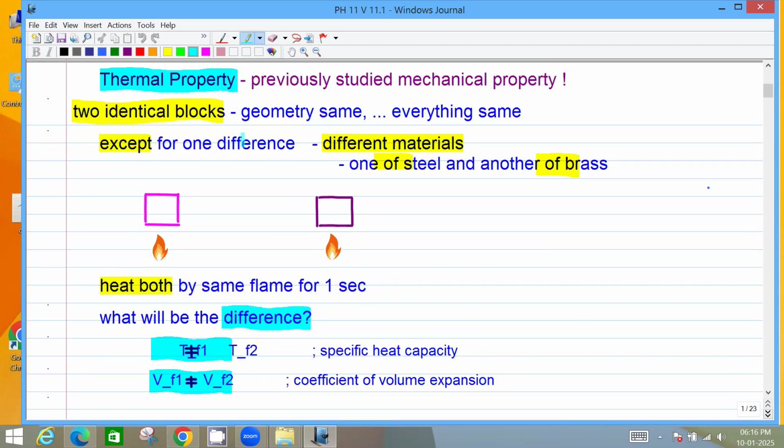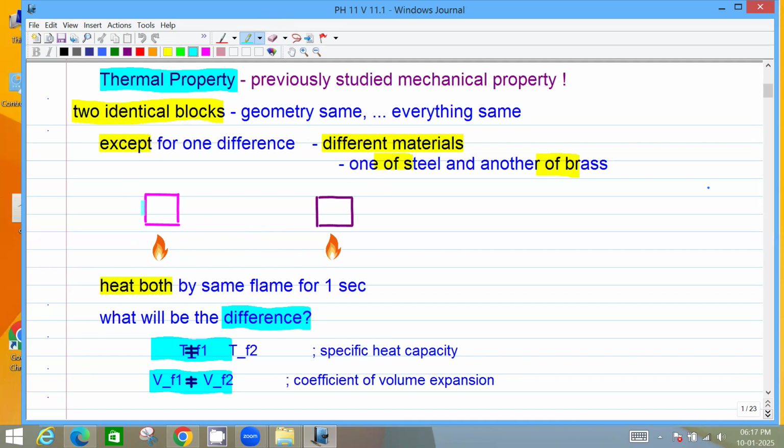Thermal property is a property of an object, like mechanical property, like solids get stretched or expanded when they are subject to a mechanical force. Similarly, when an object is heated, either it can expand or the temperature can go up. So these are the two effects which can be seen on a body when it is heated up.